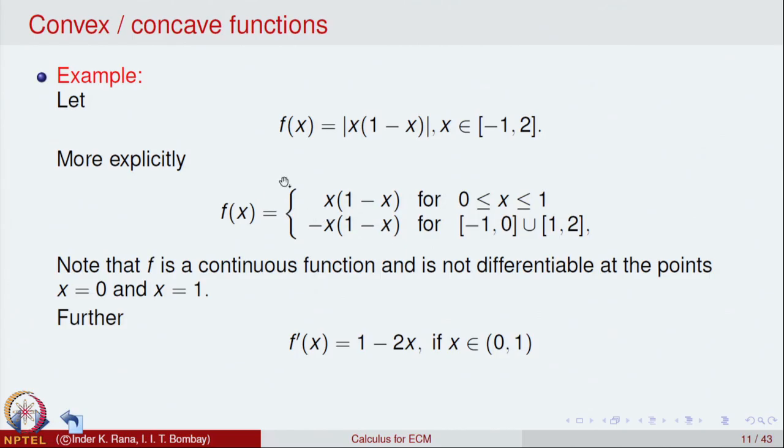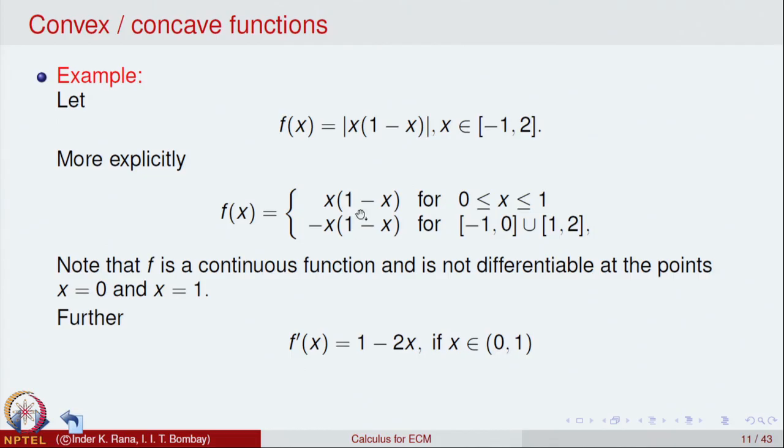So, this is the formula given, and we expand it as follows: for the interval 0 to 1, we write it as x into 1 minus x because both x and 1 minus x will be positive, and if x is in the other intervals, then the product will be negative and so it is minus of that thing. Accordingly we will analyze the function.